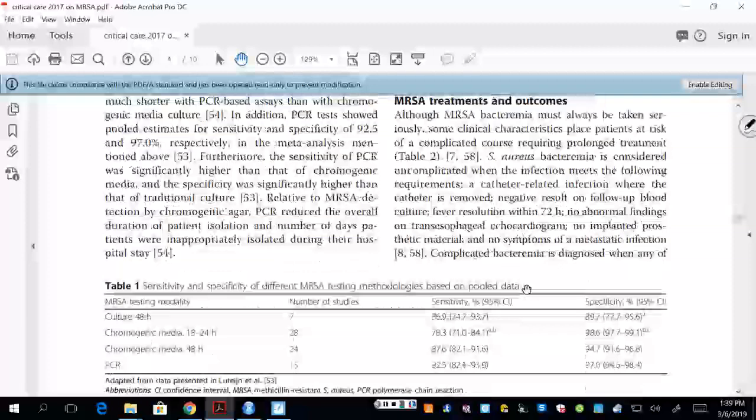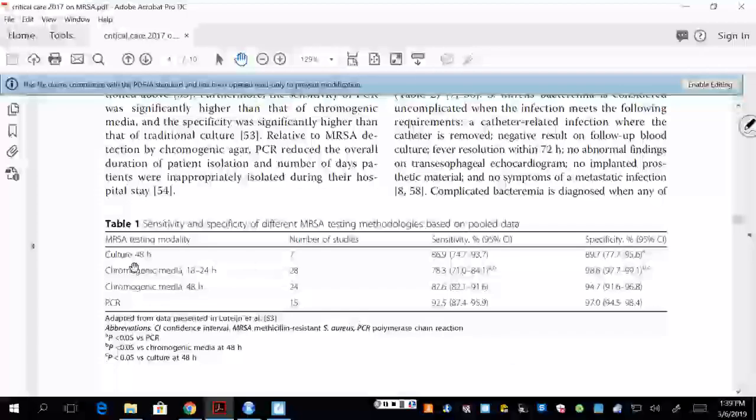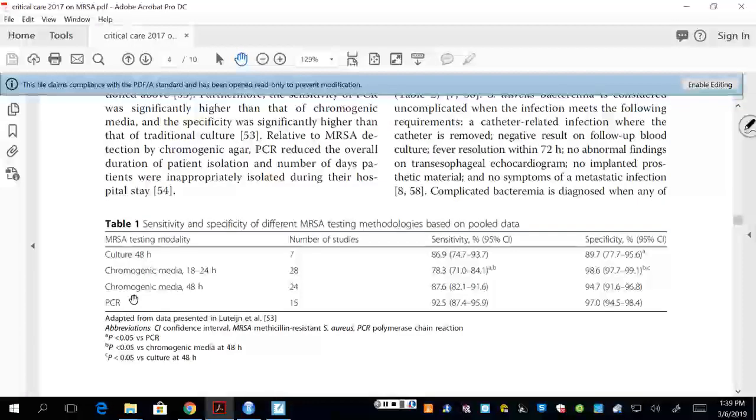Not that you have to memorize any of these numbers, but it has a bunch of different ways of testing for this disease. And then it reports sensitivity and specificity for these different types of tests. So how should hospitals test if somebody comes in with a serious infection? Is this infection actually resistant? A number of studies have done this. It looks like there's culture at 48 hours. That's 2 days to run a culture. There's this chromogenic media at 18 to 24 hours. That saves a day. Or PCR.